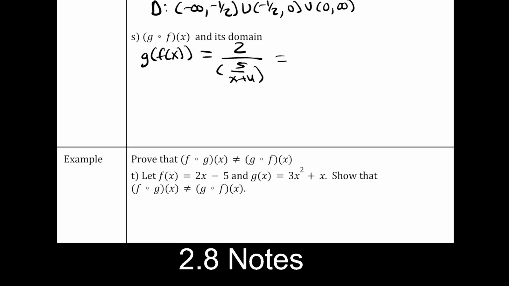Now, if you've ever seen division by a fraction, that's the same thing as taking 2 and multiplying by the reciprocal, right? Dividing by a fraction is the same thing as multiplying by its reciprocal. So this is the same thing as 2 times x plus 4 over 5, which is 2x plus 8 over 5, which is actually a fairly beautiful formula, right? This is 2/5 x plus 8/5. That's a y equals mx plus b equation, right? And so that's going to have a beautiful domain.